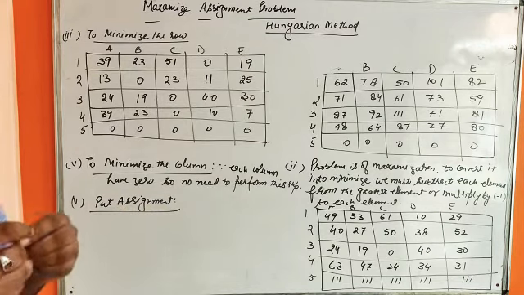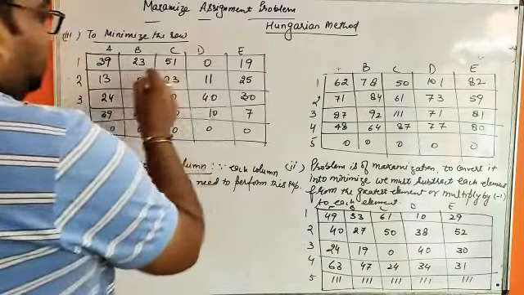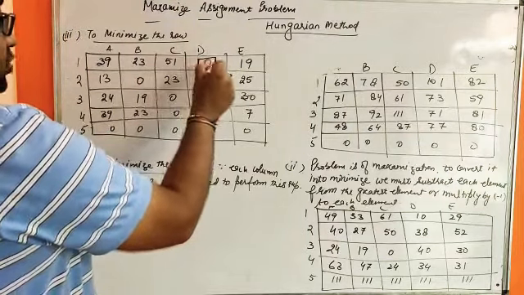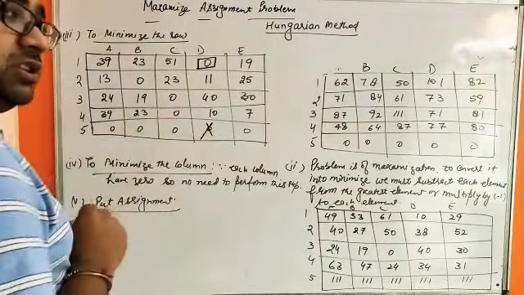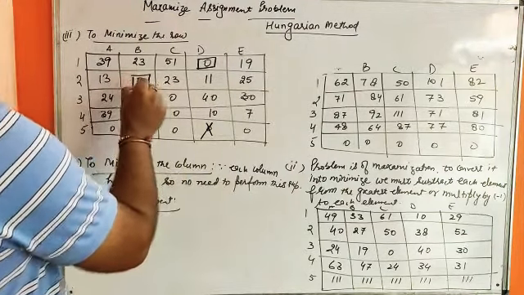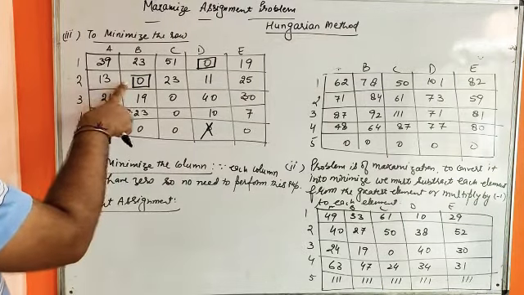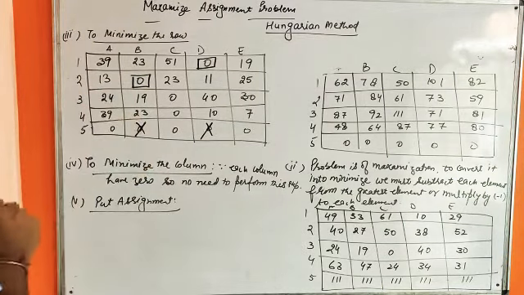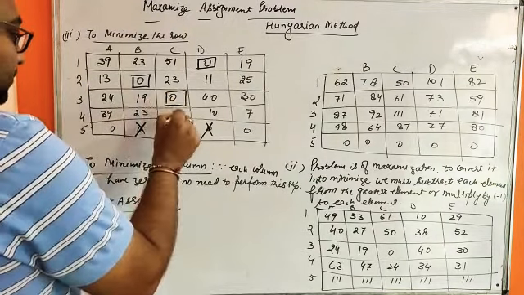Now we have to select single 0 in any row and put assignment, that is a square box, on it. In the first row, the 0 is there, so we have to put assignment on it and cross all the zeros arising in this particular column. For the second row, the single 0 is in the second element, so put assignment on it and cross all the zeros in this particular column. Same as for the third.